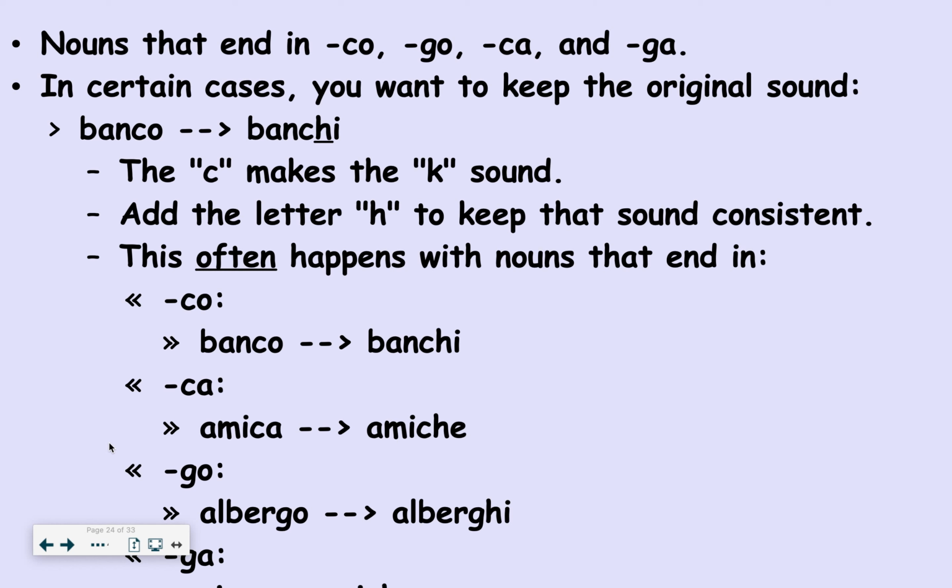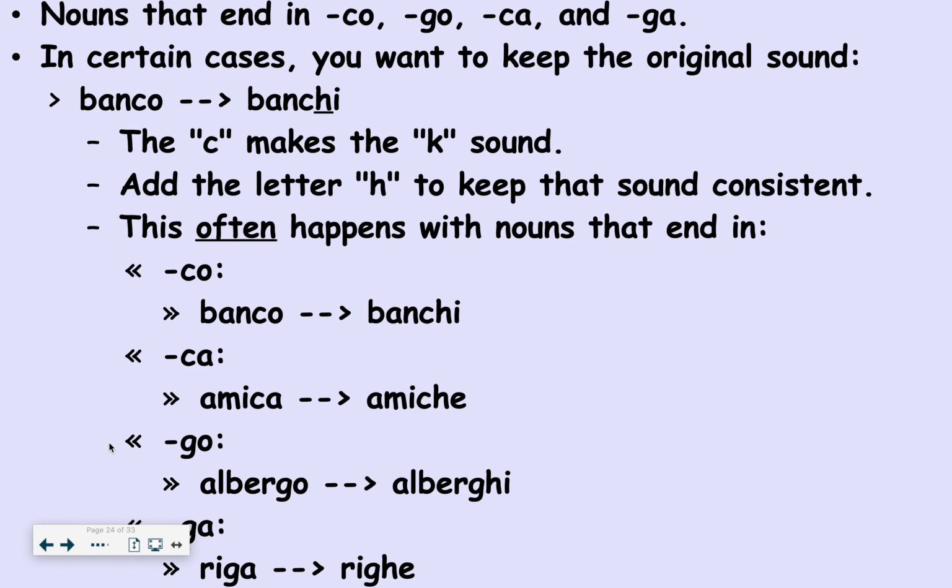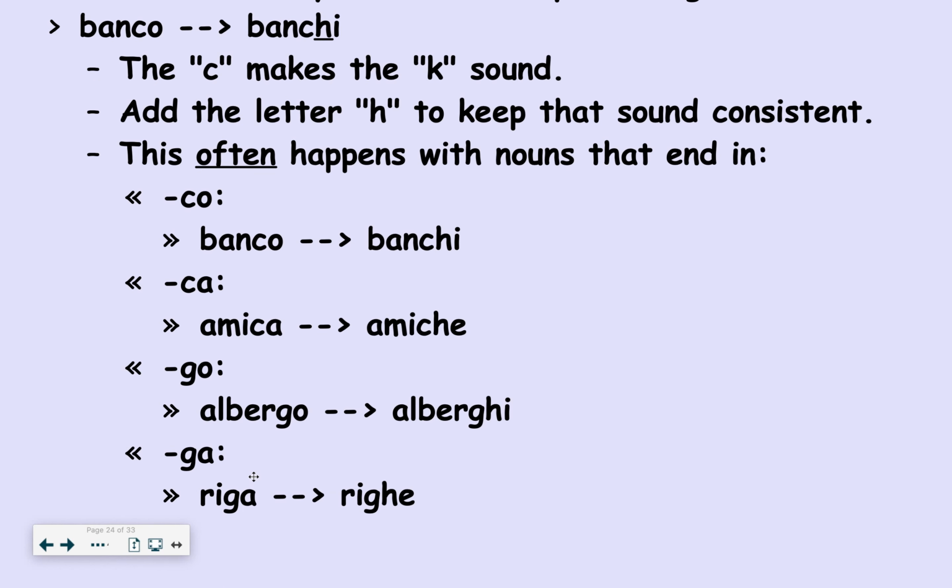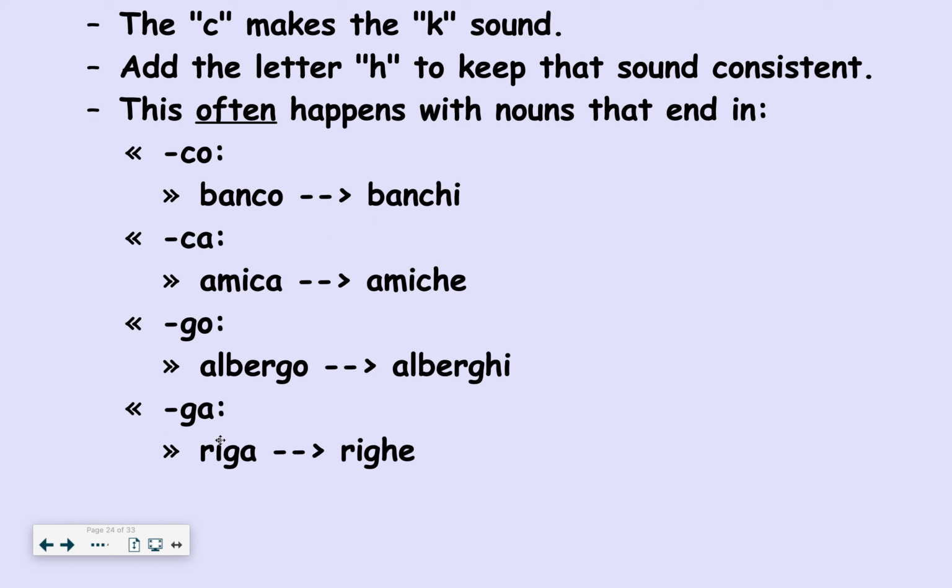And so, for example, in the word banco, which is in vocabulary 8, in order to make the plural banchi, we need to add an H there, otherwise it's pronounced differently. Same thing happens with the word amica, amiche, albergo, alberghi, and then another word in vocabulary 8 for ruler, riga. To say righe, we need to add the H there. If we don't add these H's in the plural forms, the sound becomes soft, like banci or amici or alberghi or rigi, which is not how these words are pronounced in Italian.